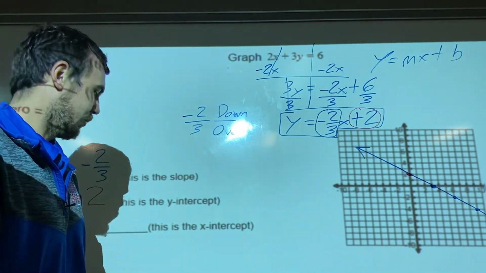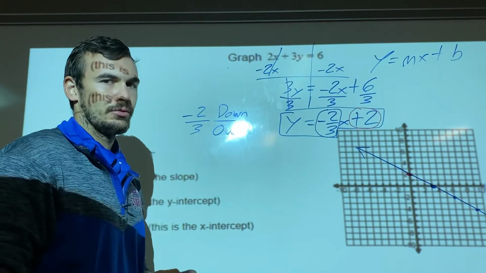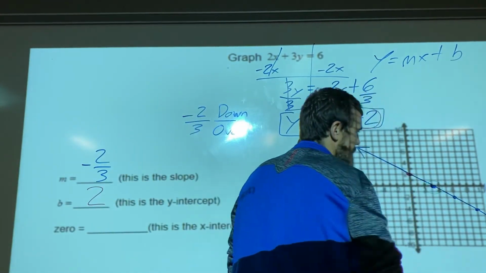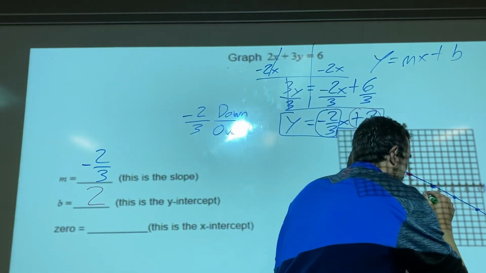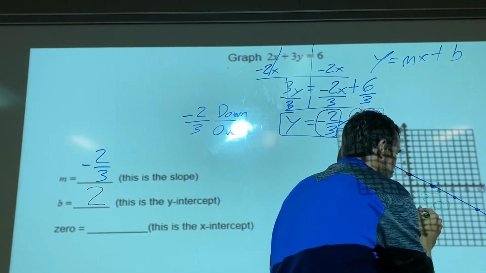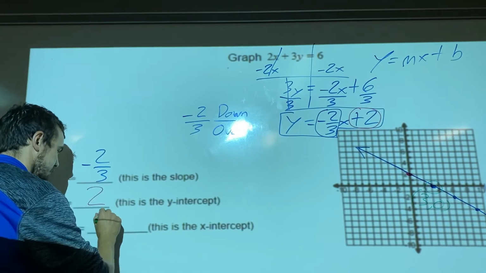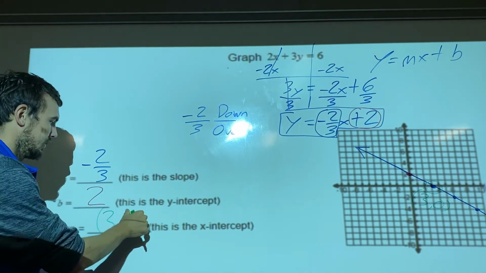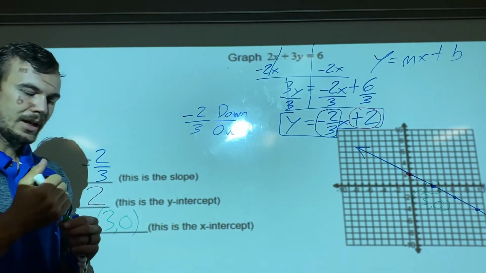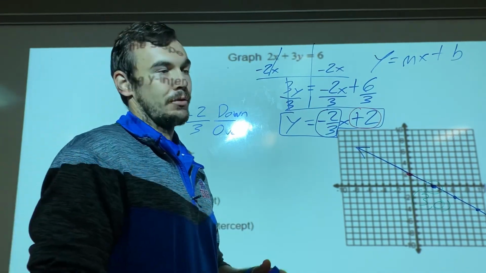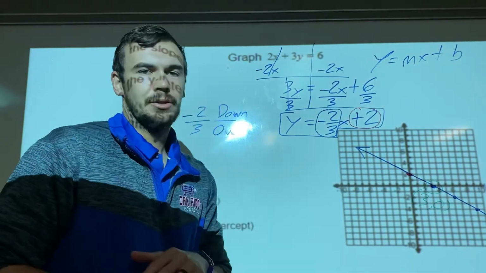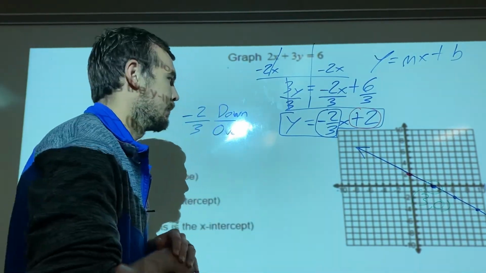Where's your x-intercept at, or your 0 is what they're going to call it. Your 0 is right here, located at 3, 0. And again, there's actually other names for your x-intercept. There's a few more names, and we'll talk about those in a later lesson, all right? For now, we're just gonna call it a 0 or x-intercept.